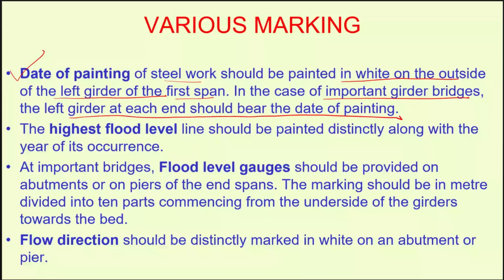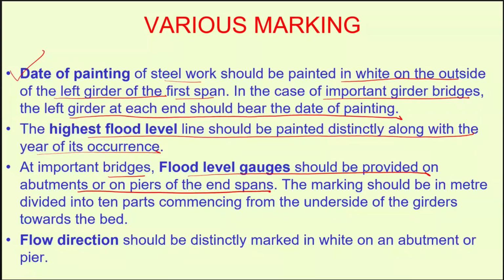Similarly, the highest flood level should be painted distinctly along with the year of its occurrence. When did it come? What is the maximum flood level? So that you know the recurrence time and the level of the flood. At important bridges, a flood level gauge should be provided on the abutment, the pier and the end span, so that you know what the water level is, how it is rising, and accordingly you will get the alert and take a precaution in advance. The marking should be made in meters divided into 10 parts, commencing from the underside of the girder towards the bed, so that you know the height. You need not measure it.